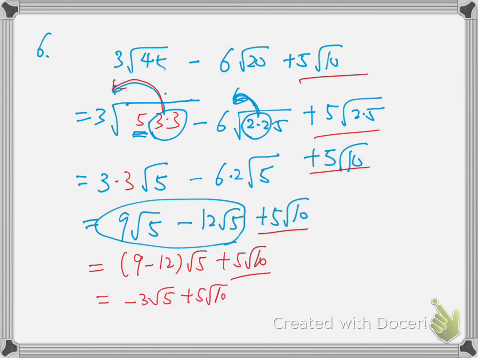Okay, so now we don't have like radicals anymore. That's the final answer. You cannot simplify more, right? You cannot simplify more.